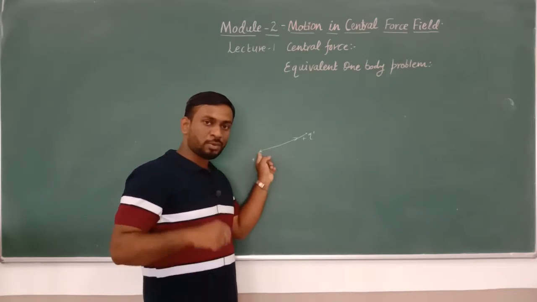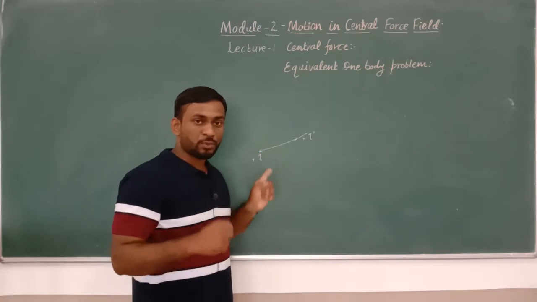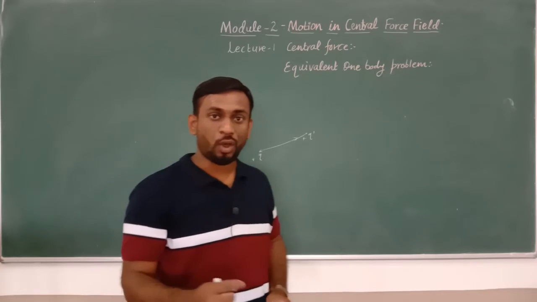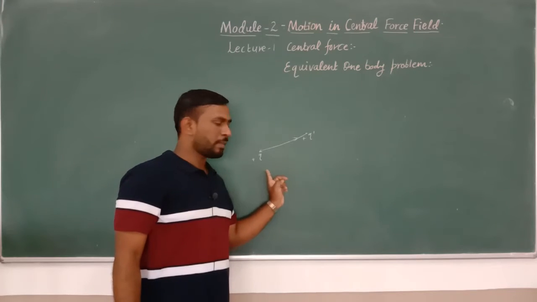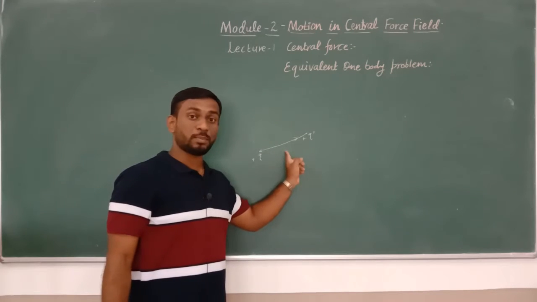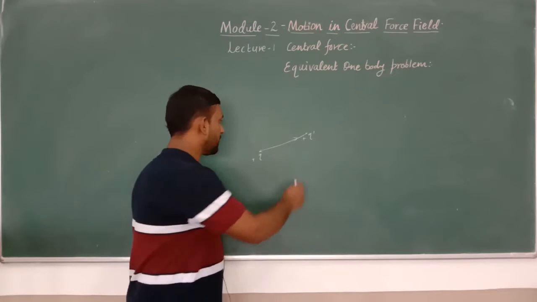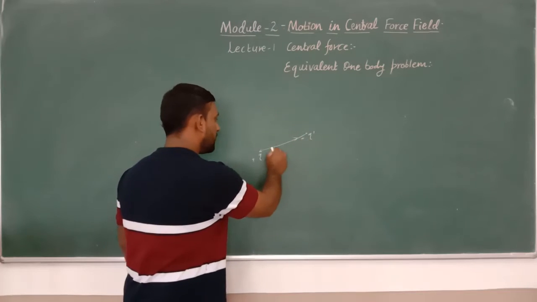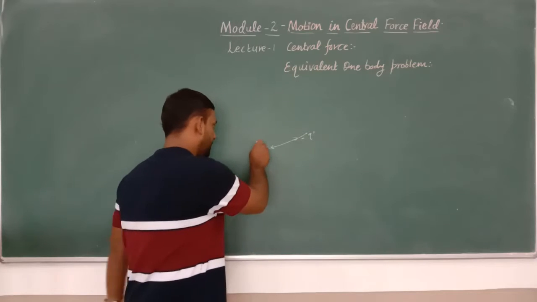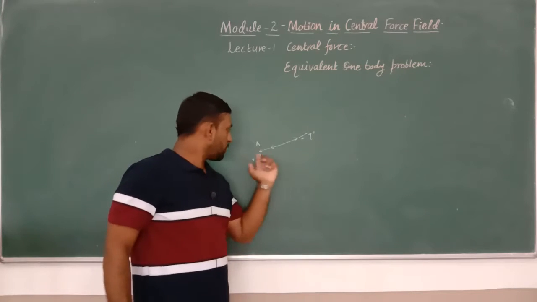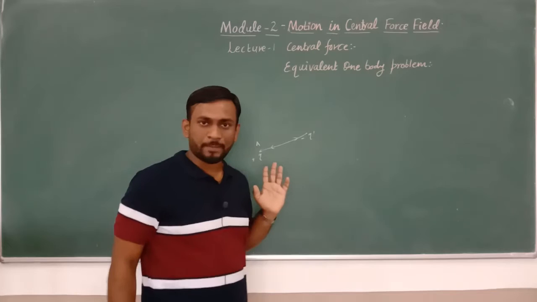I am talking about this central force. It is the force away from the point or toward the point. If both charges are positive, in that case the force is repulsive. And if I consider this as a negative charge, in that case the force is attractive. So the force is directed towards the point. Let's say if you consider the point A, the force is directed towards the point A.